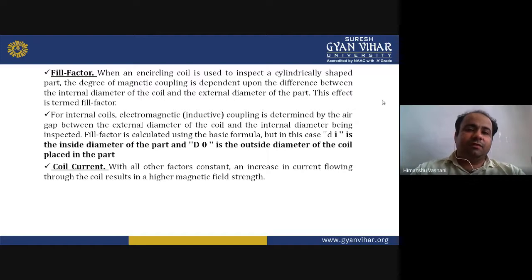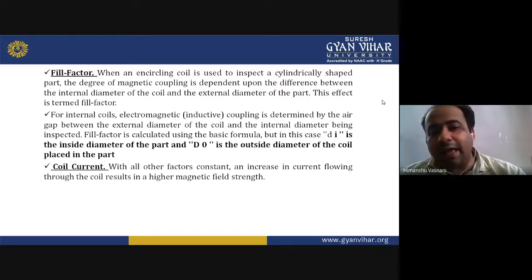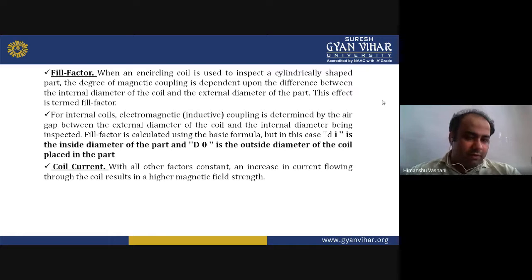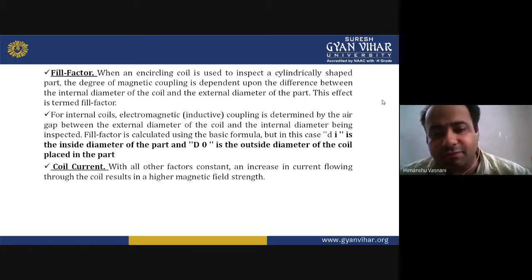What is fill factor? For internal coils, the electromagnetic or inductive coupling is determined by the air gap between the external diameter of the coil and the internal diameter being inspected. Fill factor is calculated with a formula, where di is the inside diameter of the part and do is the outside diameter of the coil placed in the part. Now the coil current. With all the factors constant, an increase in current flowing through the coil results in a higher magnetic field strength.